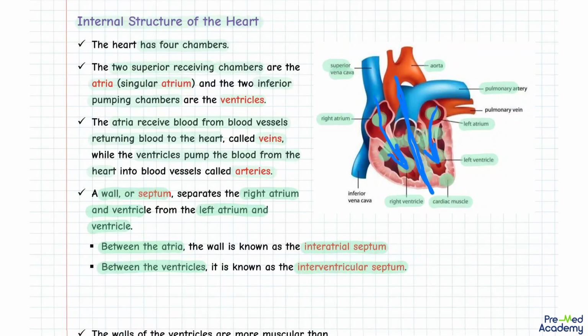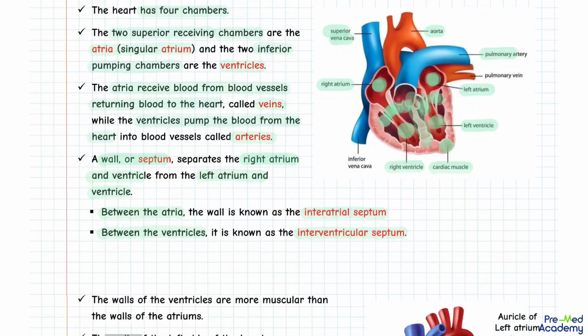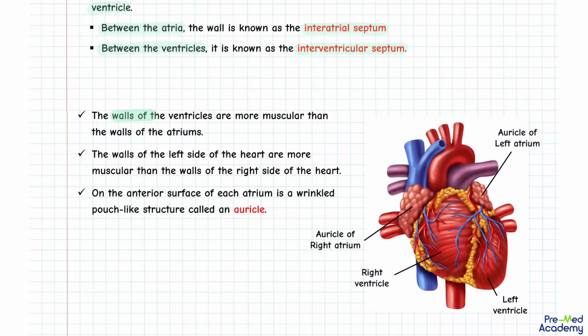Something interesting to note is that the walls of the ventricles are much more muscular than the walls of the atriums. This is because blood is pushed out of the ventricles into the body. So it is the ventricles, and not the atriums, that need to be strong to be able to pump the blood into the body. Another interesting thing is that the walls of the left side of the heart are more muscular than the walls of the right side of the heart. This is because the left side of the heart supplies blood to the whole body, while the right side of the heart only supplies blood to the lungs.